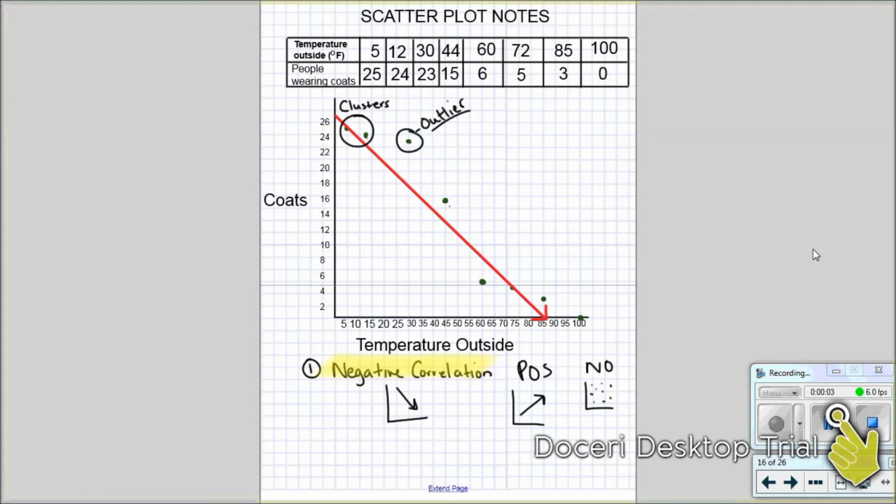Alright, so hopefully we have gained a pretty good knowledge on scatter plots, just the basics. You're going to have a page to work on now on your own, or to take home for homework if you don't finish.